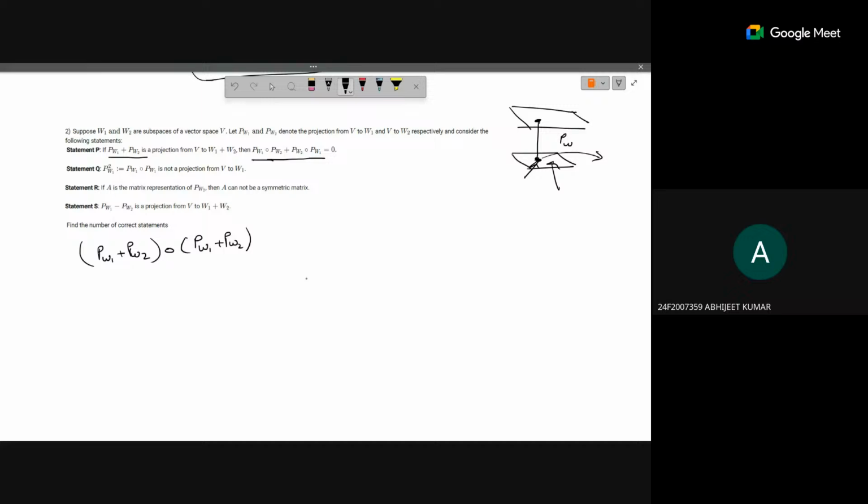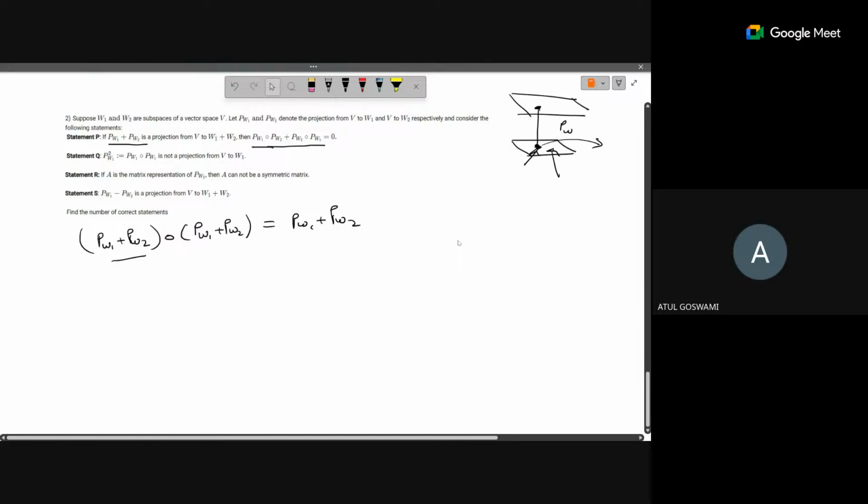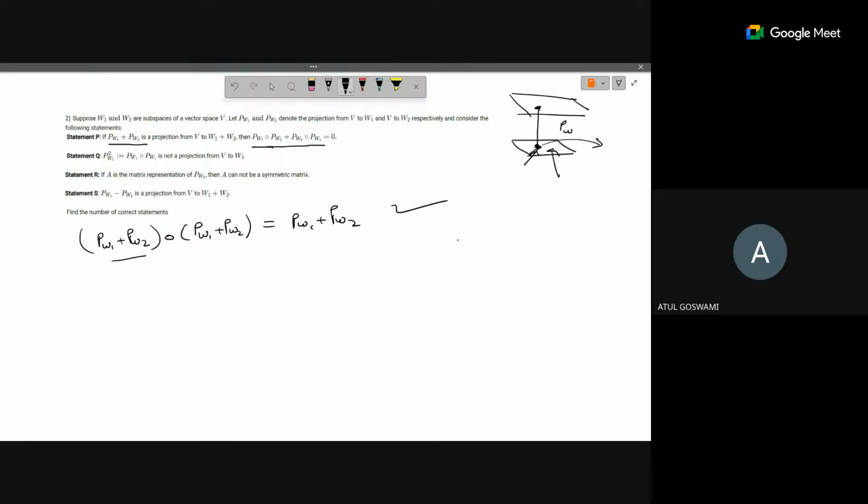Is it clear? Yes, sir. What I'm saying? So that means this projection is equal to pw1 plus pw2. Basically we are projecting the same, so this would be equal to this, which we already know. Now if we calculate, then pw1 of pw1.